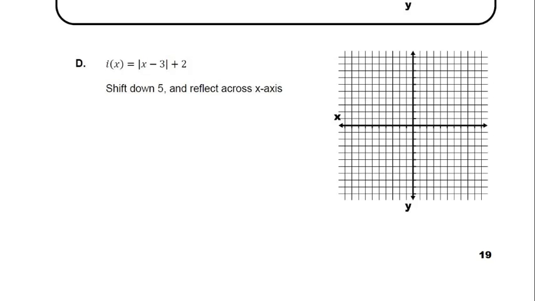Okay? So what I need to do is, to reflect, I got to make the whole thing negative. And to go down 5, well, I got to subtract 5 from my y values. Okay? But let's start here. Start with this function that they gave us.